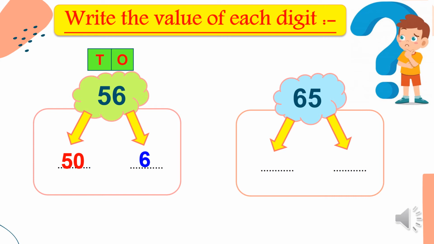Okay, next we have here 65. We put the places first, ones, tens. Okay, we have here 6 in tens, so in tens we put a 0 to get the value, so its value equals 60. 5 in ones, no 0 to get the value, so its value equals 5.